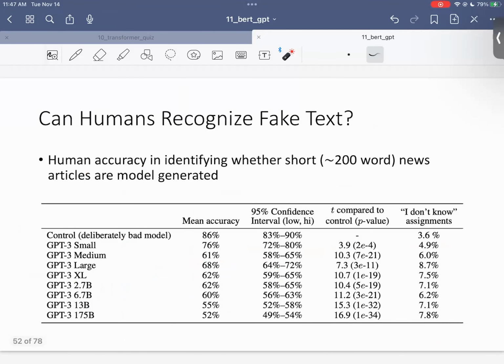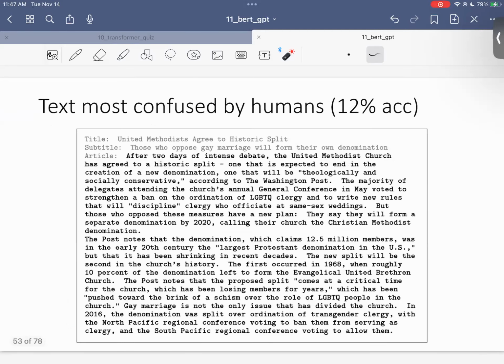Right, so this is, can humans recognize fake text? You ask GPT-3 to write a bunch of text, and then you ask people whether they can recognize if the text is written by humans or machines. When you get to 175B, the accuracy is 52%, meaning it's just random chance. So people cannot distinguish between human written text and machine written text, basically like a GAN's discriminator. You're at 50%. So this is the text most confused by humans. Only 12% of people recognize this as written by machine.